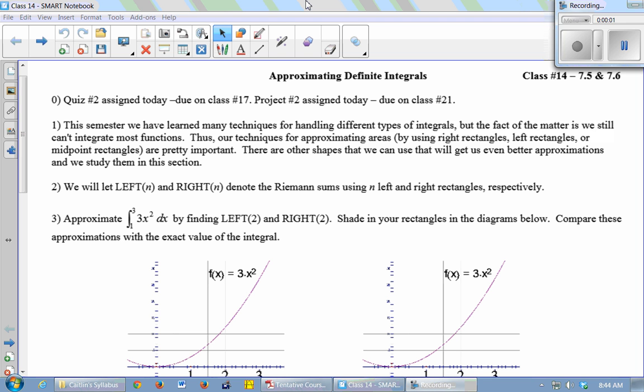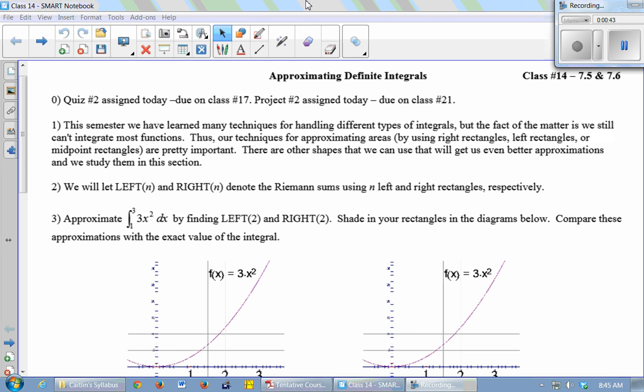Okay, so today we're going to talk about approximating definite integrals. So far we've learned many techniques for handling different types of integrals, but the fact of the matter is that we still can't integrate most functions, right? The functions that I give you that you can use U substitution or integration by parts or partial fractions or a trig substitution are very special functions that have been put together just so that you can use one of those techniques.